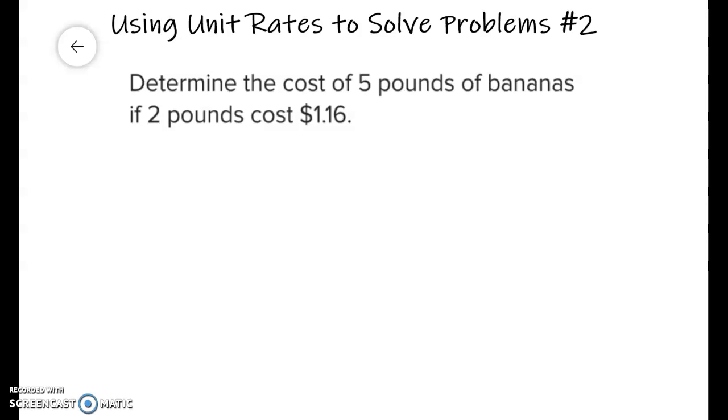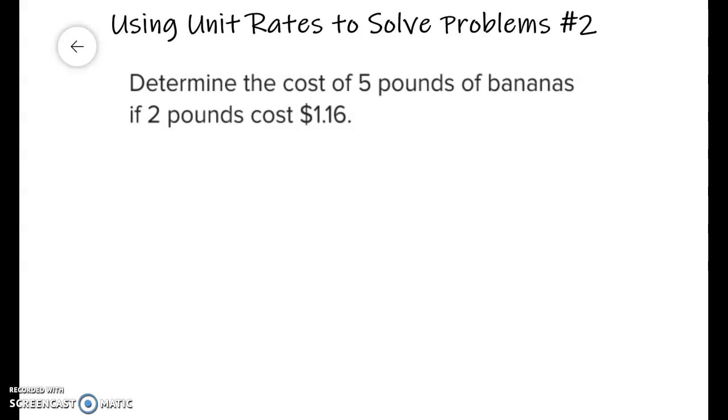All right, let's take a look at the solution to number 2 from yesterday. Quite a variety of answers on this one. So a lot of you just went ahead and did 1.16 or $1.16 times 5, and you totally skipped the unit rate thing.